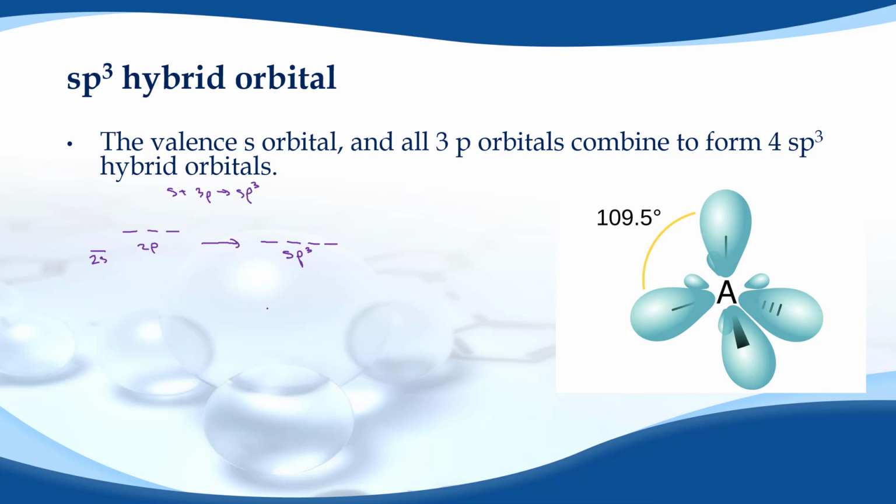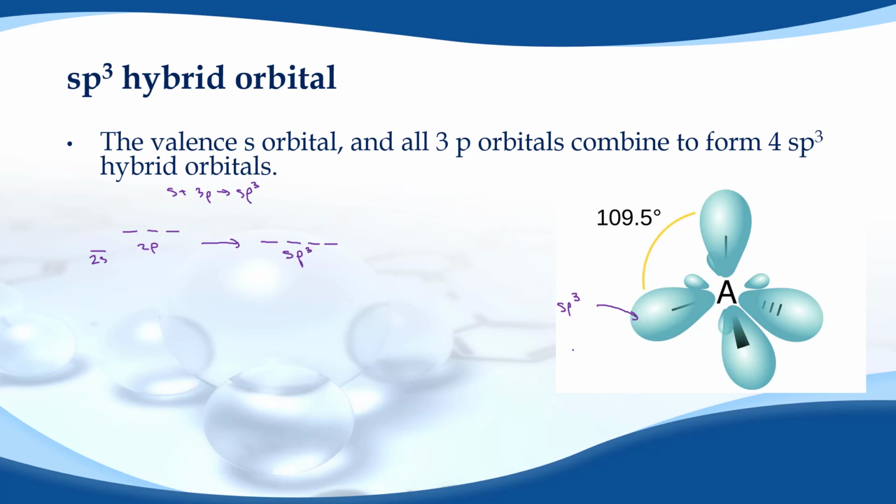Now here's a diagram of what an sp3 hybrid will look like. And you notice that it looks almost a little pyramidal. We'll get into the actual names of the shapes in a later video. Right, but those large bulbs that you see are the hybrid orbitals that are involved in bonding, and they are evenly spread out around the atom in three dimensions.